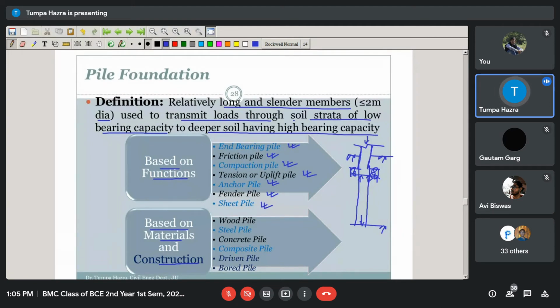And based on the materials by which the piles are constructed, they are wood pile, steel pile, concrete pile. Concrete piles are again of two types. One is plain concrete, and another is reinforced cement concrete, and another one is precast pile.